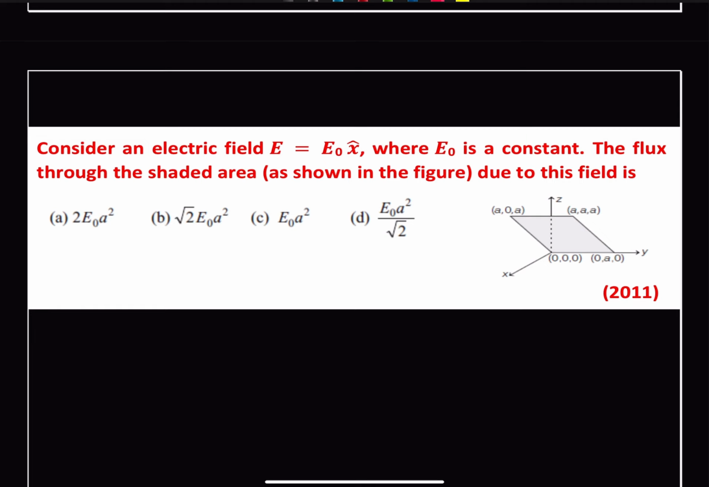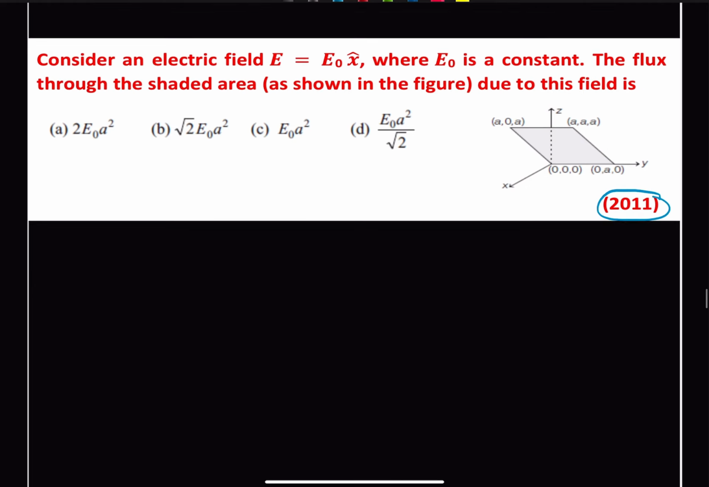It was asked in the year 2011, and it states that consider an electric field E naught x unit vector, where E naught is a constant. The flux through the shaded area as shown in the figure due to this field is. So we are given the electric field that is in x unit direction. Okay, so electric field is given something like this, that is given as E.